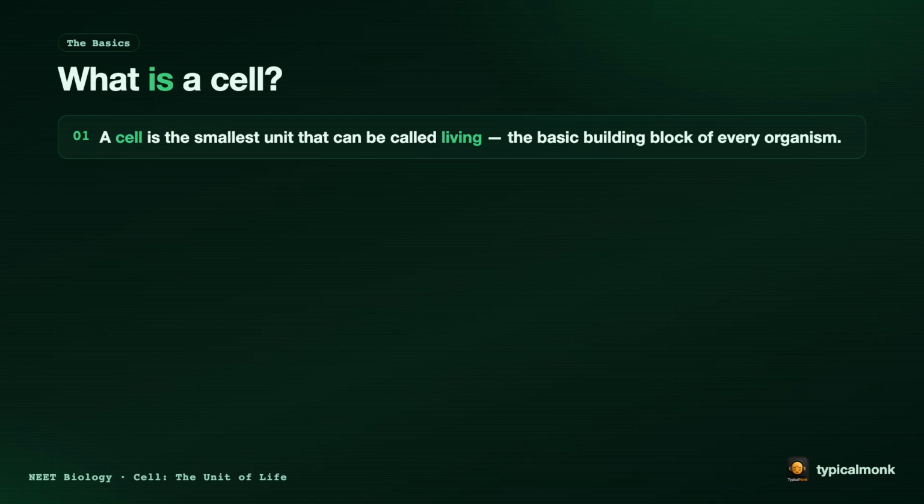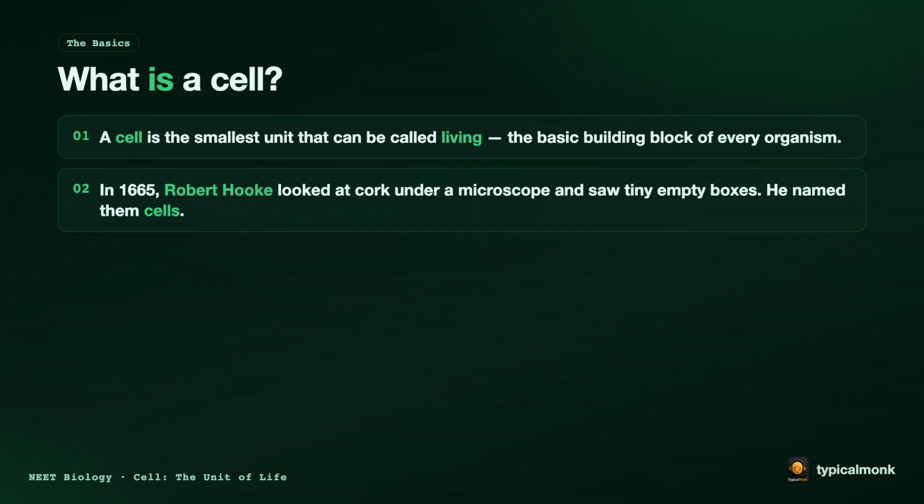First, the simplest question of all, what is a cell? A cell is the smallest unit we can call living. It is the basic building block of every organism, from a tiny bacterium to you. In 1665, Robert Hooke looked at a thin slice of cork under a microscope. He saw tiny empty boxes and he named them cells.